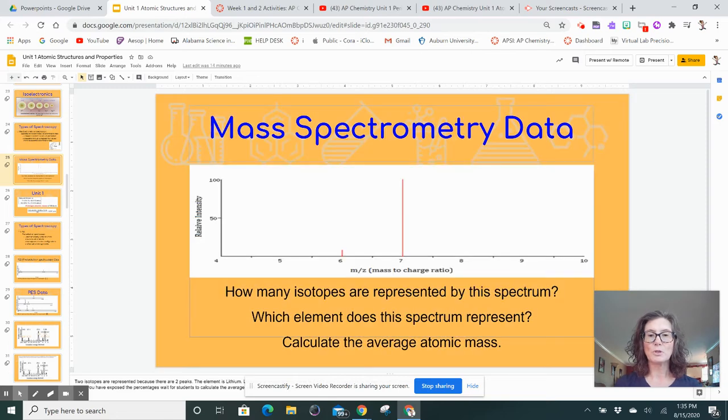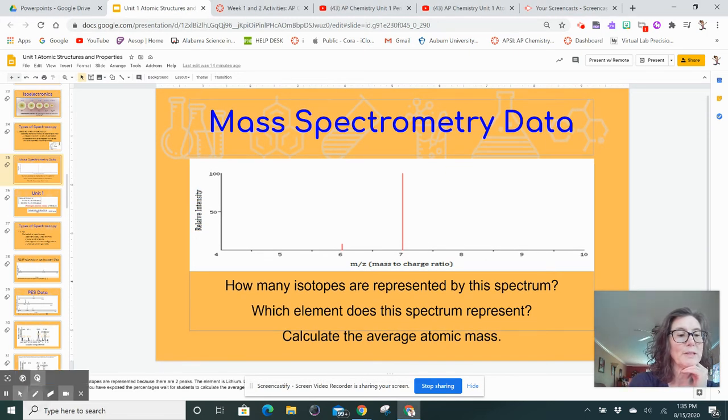Okay, so there's our picture. How many isotopes are represented by this spectrum? Which element does the spectrum represent? Calculate the average atomic mass. So we look at the size of these peaks, which will help us determine how many electrons are there and what orbitals the electrons are in. Once we figure that out, we can use that to find out what element this particular element is. So we can see that it's falling right between 6 and 7.